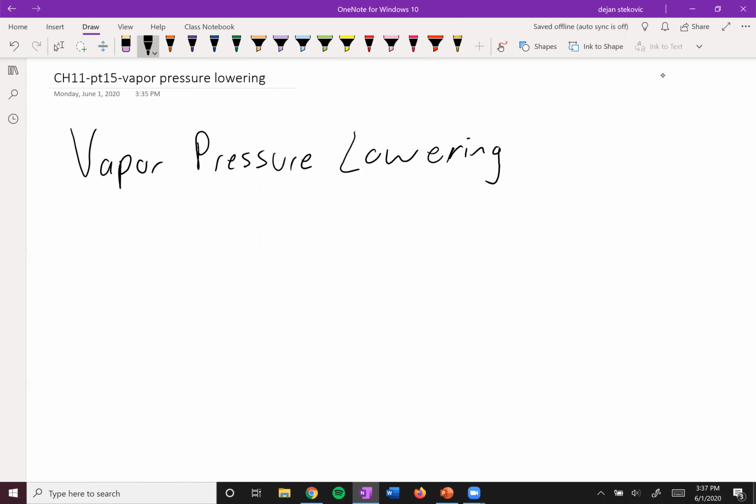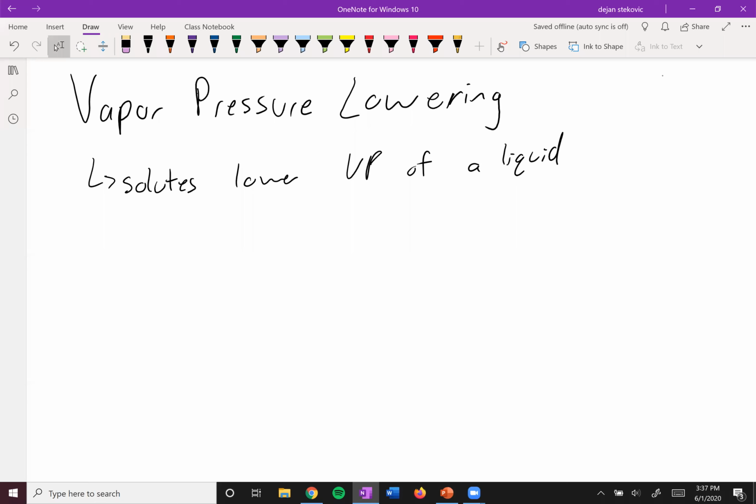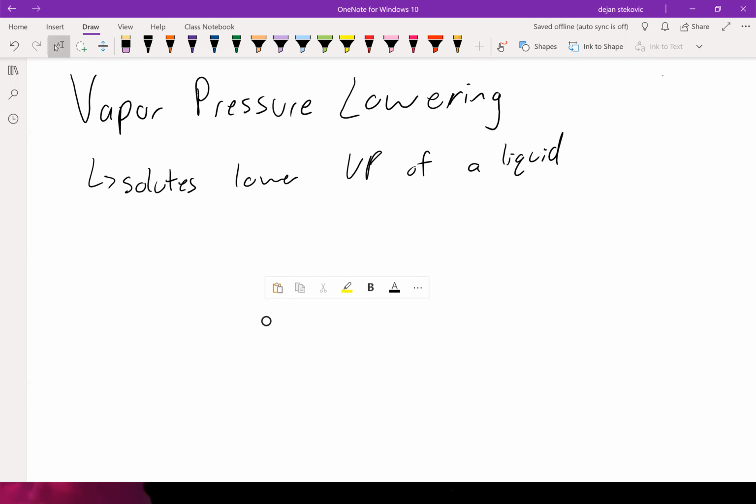All right, so the first colligative property we're going to take a look at is vapor pressure lowering. And so what we say here is that solutes lower the vapor pressure of a liquid, right? So if you have a pure liquid, it will have a higher vapor pressure than a solution of the same liquid. So here's just kind of a picture of that.